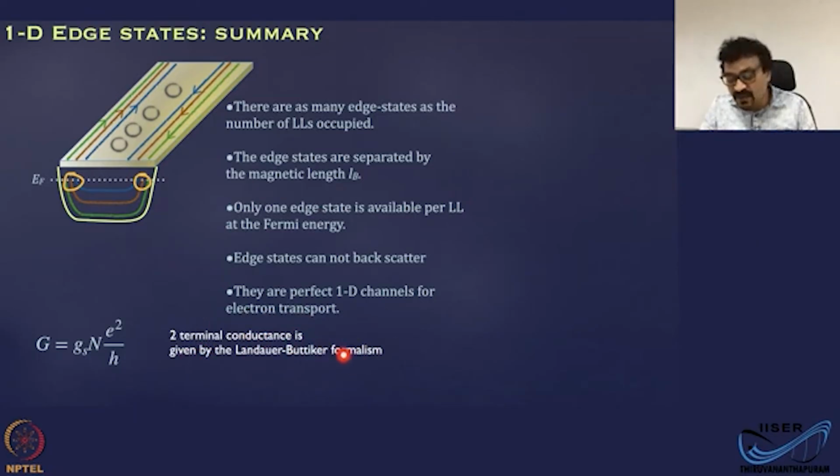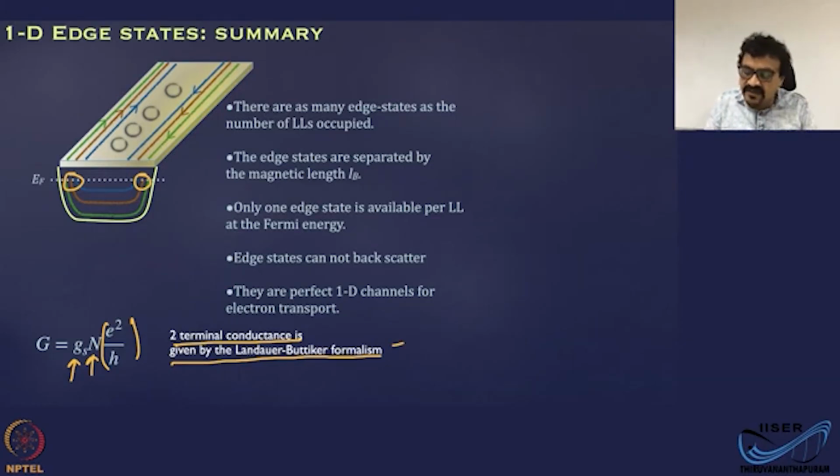That discussion we will not do now. We will do that later in the next classes, in great detail. But at this point, you will have to take my word that the two-terminal conductance given by the Landauer-Büttiker formalism is e squared by h times the number of channels available, times the spin degeneracy or valley degeneracy, whatever degeneracy you have in the system. Okay. So this is for reflectionless transport.